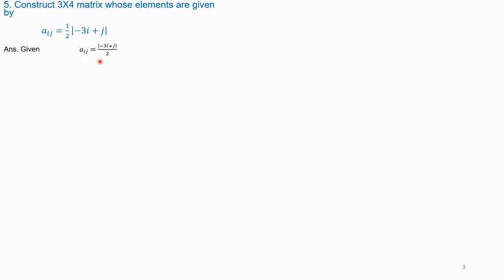Let us solve it. Put i is equal to 1 and j is equal to 1. That is the first element of the matrix, where A11 will be the first element. That is equal to mod of minus 3 into i, which is 1, plus 1, divided by 2. That is equal to 2 divided by 2. That is equal to the first element A11, that is 1. For differentiating, we have given it in red color, so that you write this number inside the matrix.